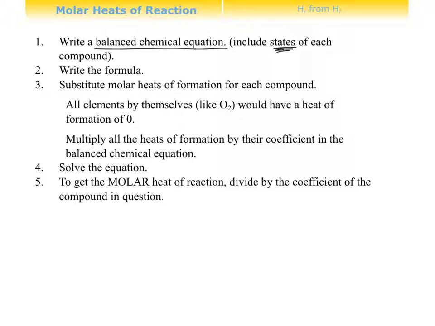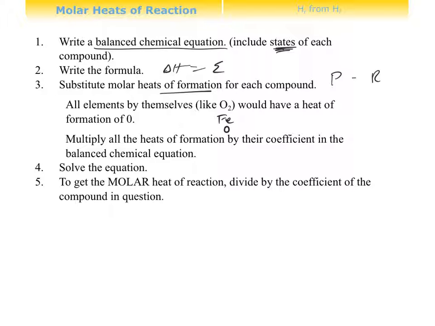Write the formula. That's delta H equals add up things, that one. And then plug in your molar heats of formation for each compound. So do the ones for products, do the ones for the reactants, then we'll subtract them. Now, a couple rules as you go: any element by itself, like oxygen or iron, if something's all by itself, then the molar heat of formation for that is 0.